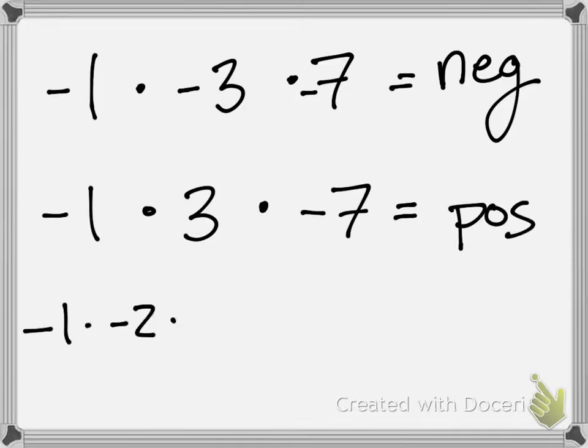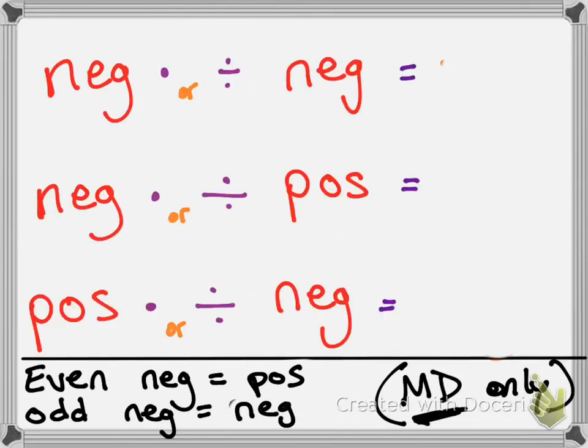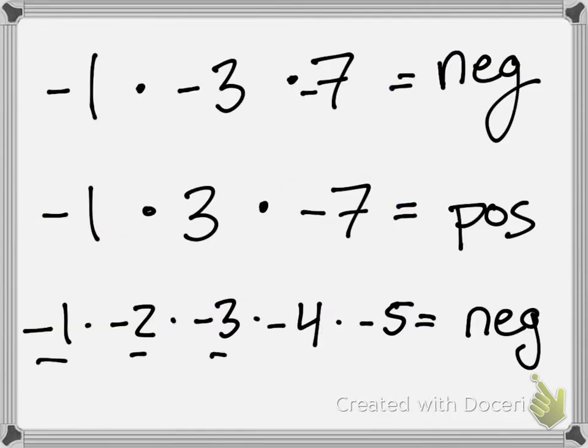What if I had -1 times -2 times -3 times -4 times -5? What is that one going to be? It is going to be negative, because we are following our rule: an odd number of negatives is negative. 1, 2, 3, 4, 5 is indeed an odd number, so we get our answer to be negative.